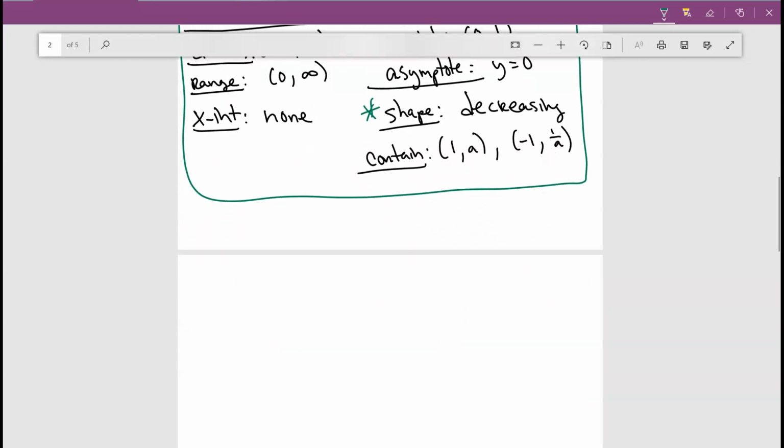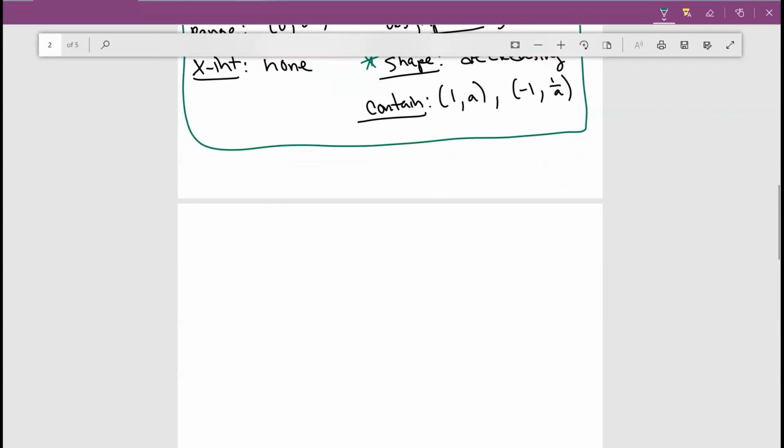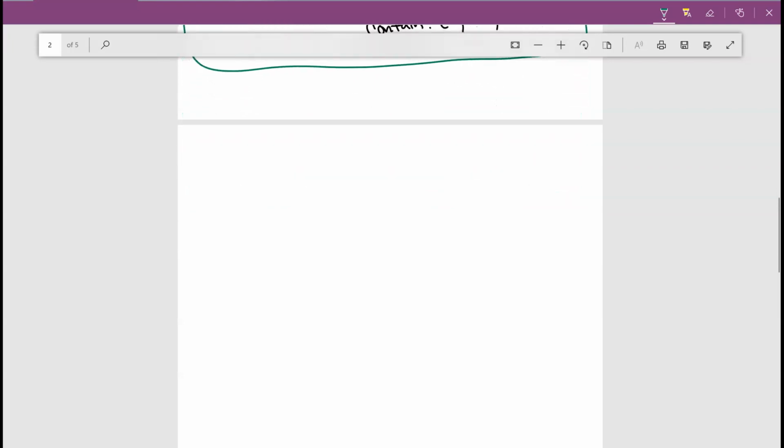So in the next video, we're going to graph these two functions. We're going to graph f of x equals 5 to the power of x, and we're going to look at f of x equals 1/3 to the power of x. And then we'll do a couple more complicated graphs.